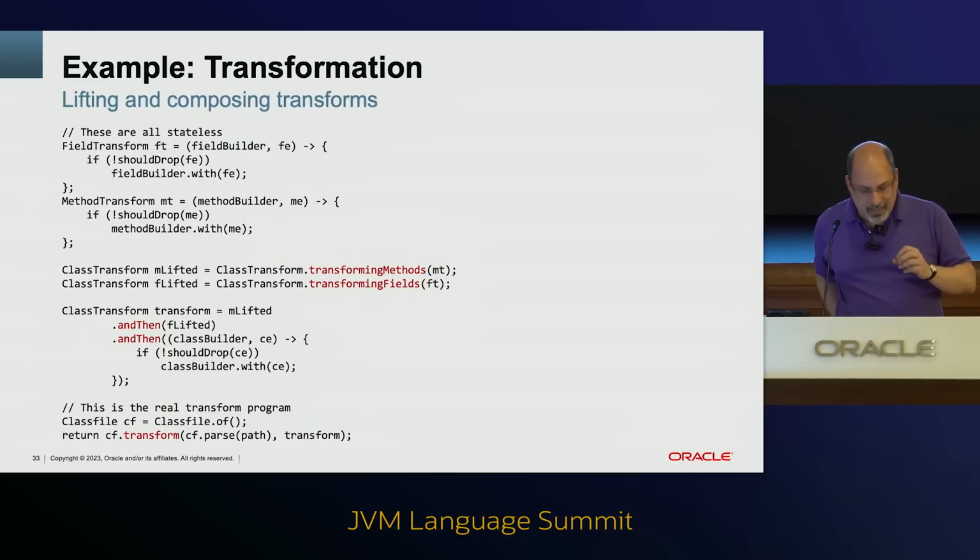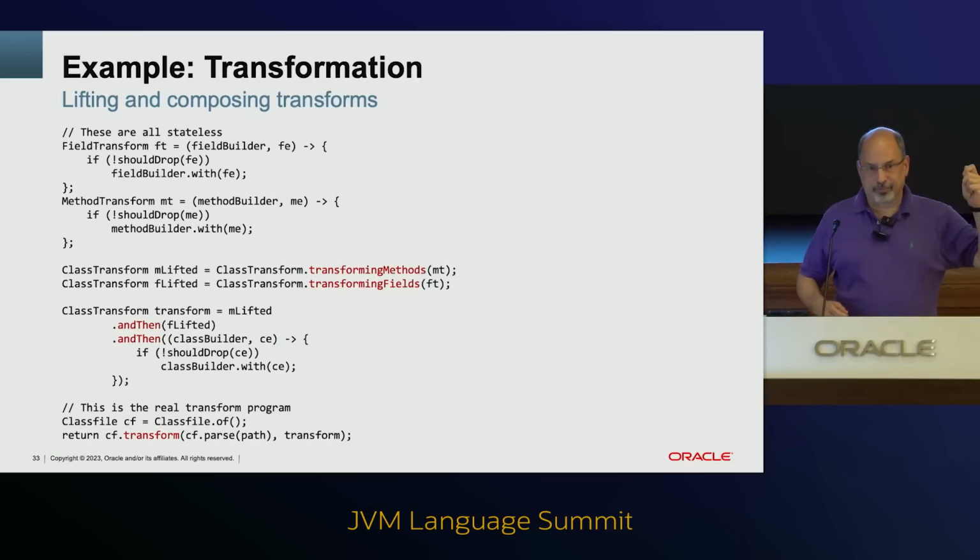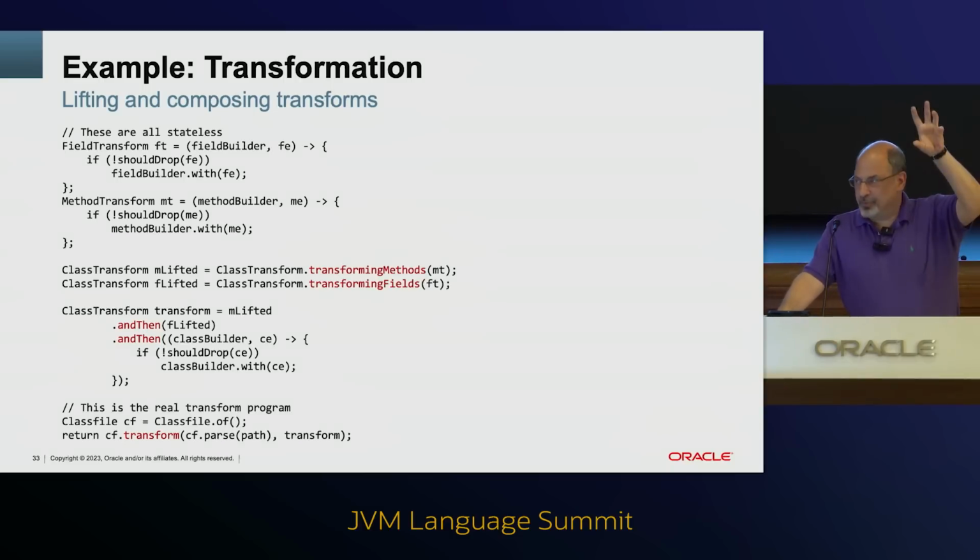And what I can do is lift the method transform from being a transform on method elements to a transform on class elements with a library routine that is about 5 lines long, which says, OK, class element, are you a field? If so, I'm going to transform you according to this field transform. Otherwise, I'm just going to pass it to the builder. And the same thing with the method transform. And then I can say, all right, take the method element transform, lift it up to a transform on class elements, and then compose it with the field transform.